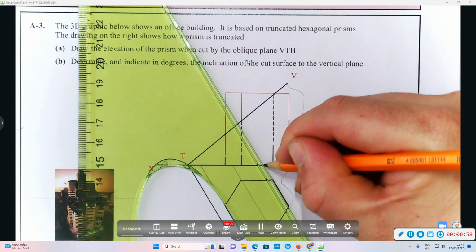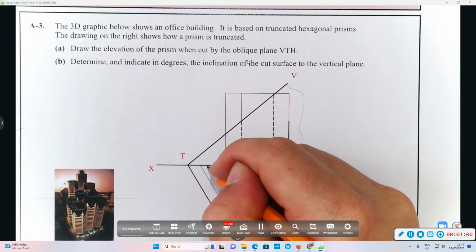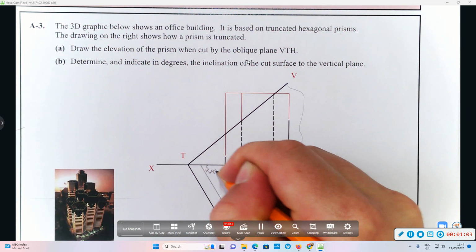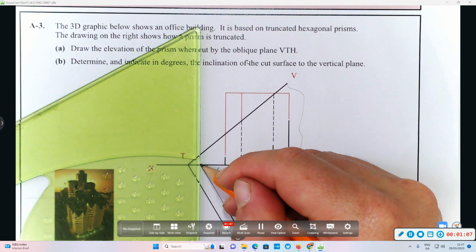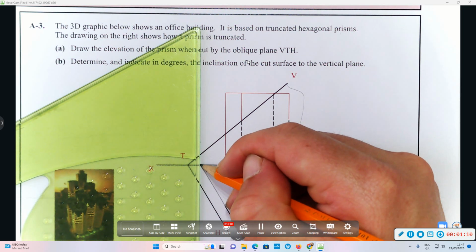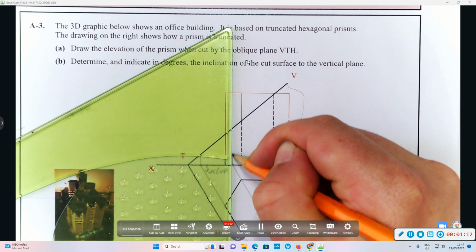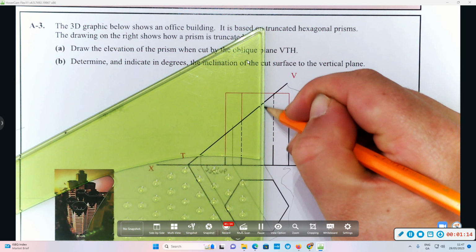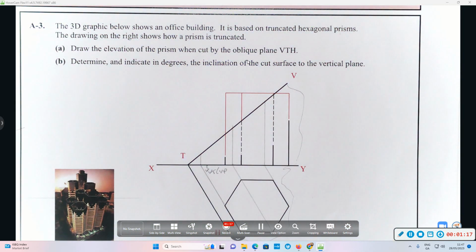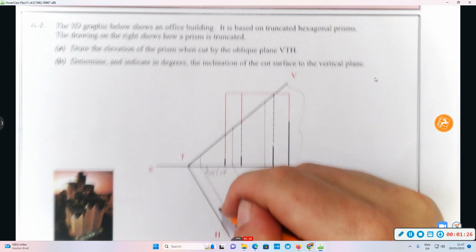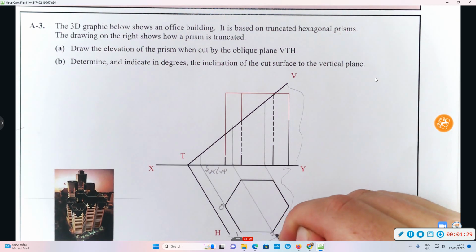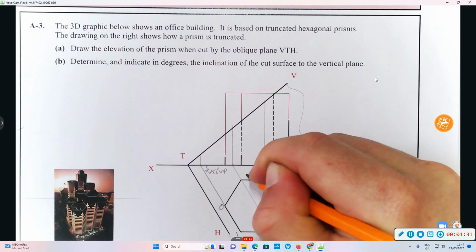Now, the VT is on the XY line because it's on the VP. So these points in plan, where they hit the VT, can be found in elevation by going straight up. So I'm going to go straight up until they hit the VT. Now, I'm going to label these points in plan view. So 0, 1, 2, 3, 4, 5.